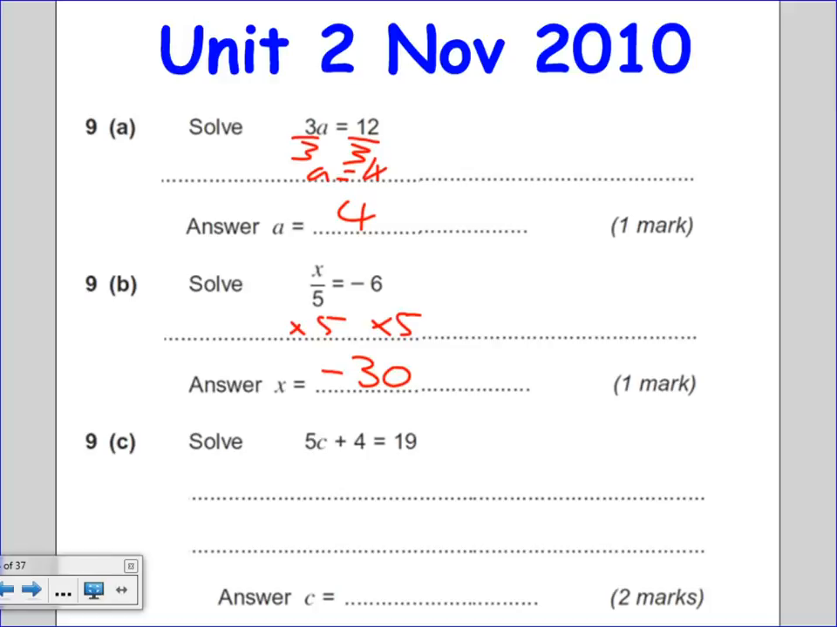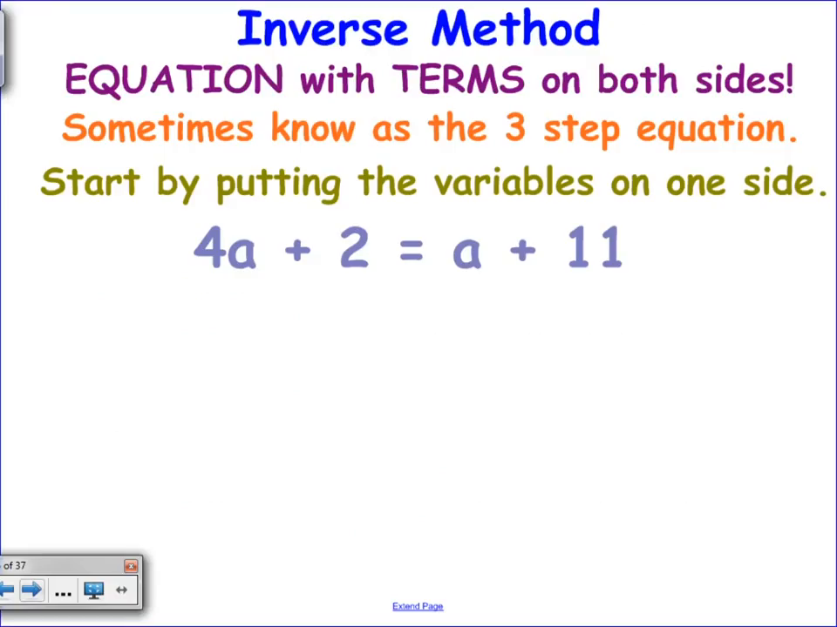5c plus 4 equals 19. Absolutely spot it a mile away, 2-step equation. It's minus 4. Are you right? Minus 4 on both sides gives me 5c equals 15. Good. Divided by 5. Brittany just said divide both sides by 5, so we're showing you how to do this and how to get every mark. So gives me c equals 3. You happy with that?